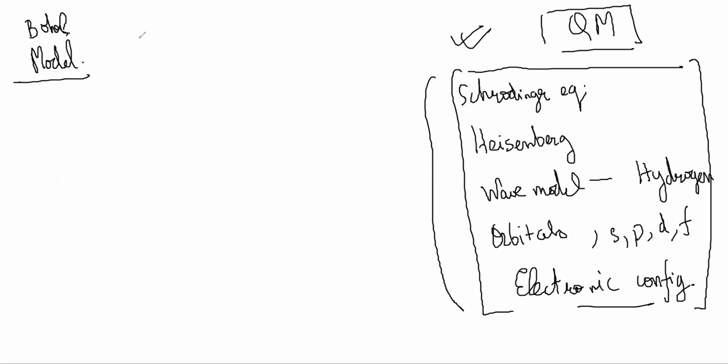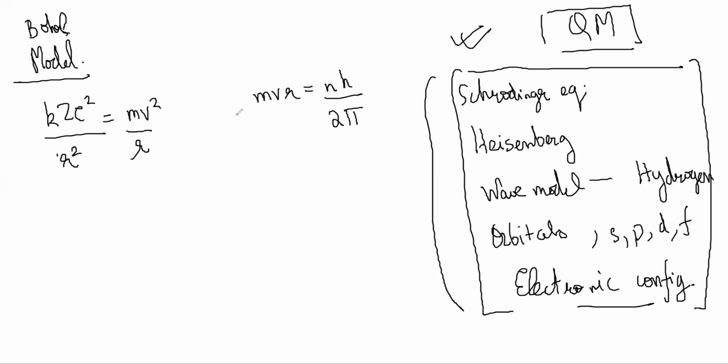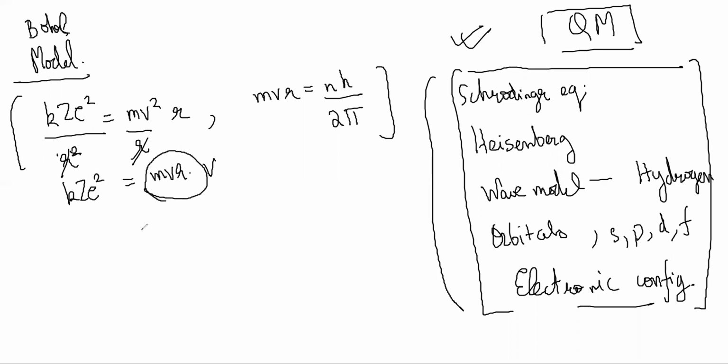So let's for a moment see what happens when you have k z e square by r square is equal to mv square by r, and you also have mvr is equal to nh by 2 pi, right? These are the two main things that he said, right? So now notice that r can cancel like this and r can come here. This becomes mvr into v is equal to kz e square, right? And now I will write mvr as nh by 2 pi.